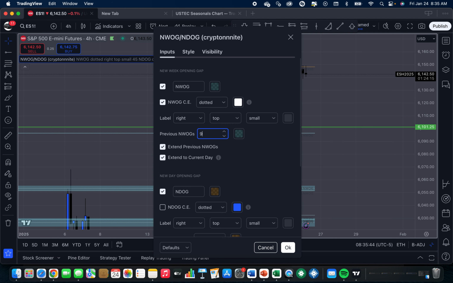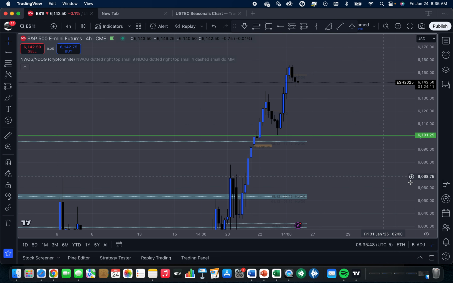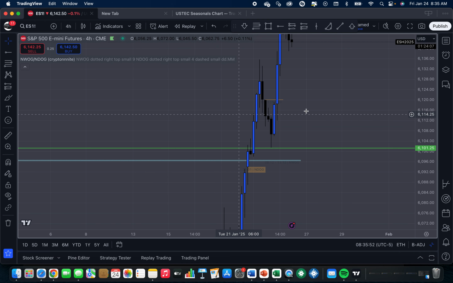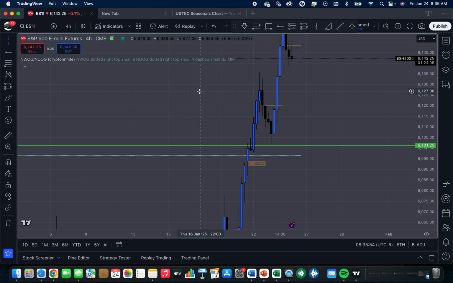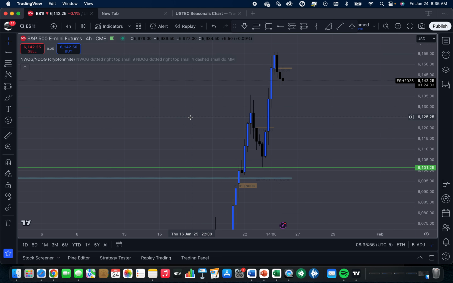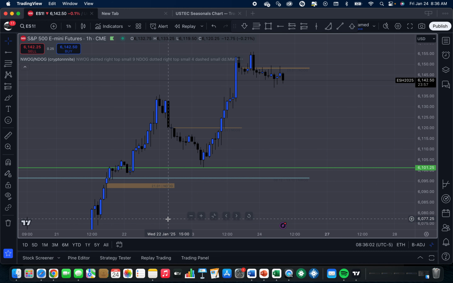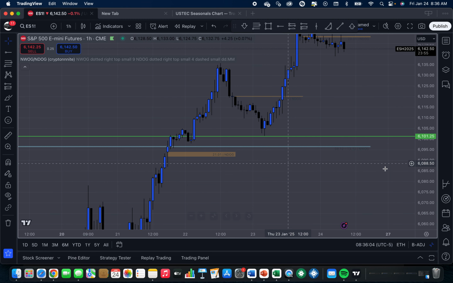And speaking of new week opening gaps, in the coming days or weeks, I'll start talking a little bit more about my strategy and how I use new week opening gaps to identify different market profiles and understanding when we're consolidating, when we're expanding.